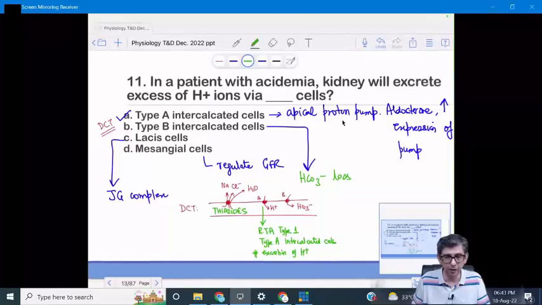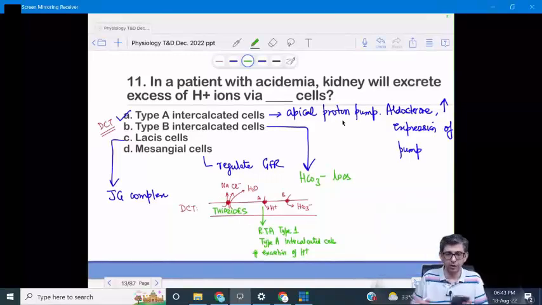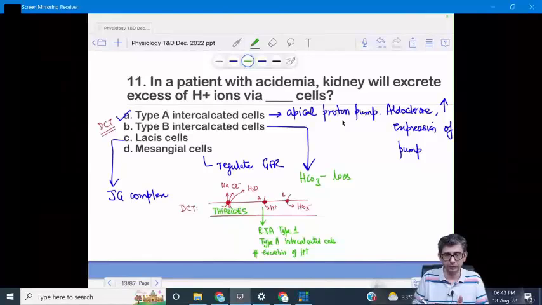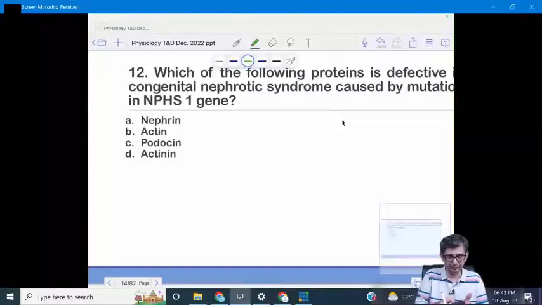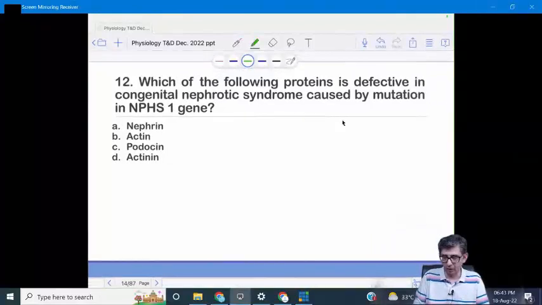Okay. Answer to 11 is A. We move on to question number 12 for today. Which of the following proteins is defective in congenital nephrotic syndrome caused by mutation in NPHS1 gene?